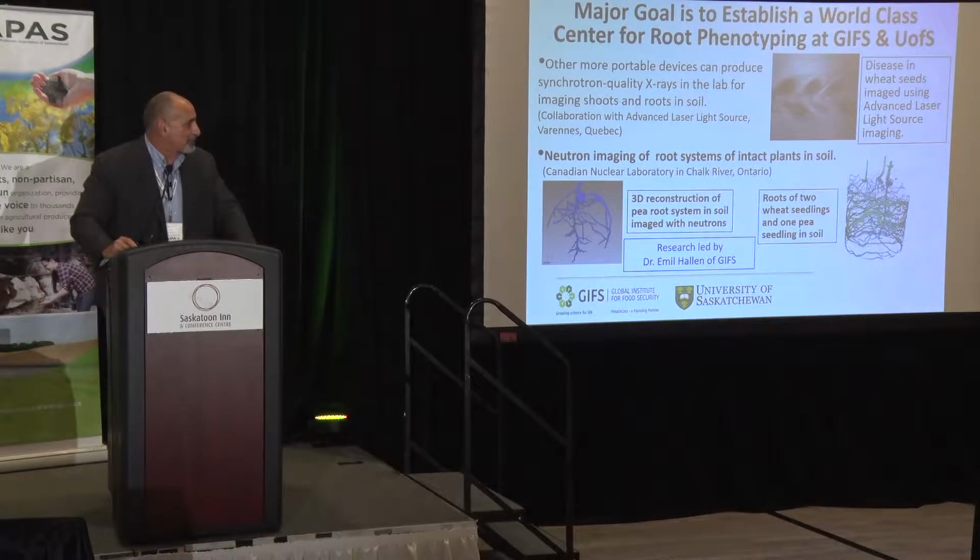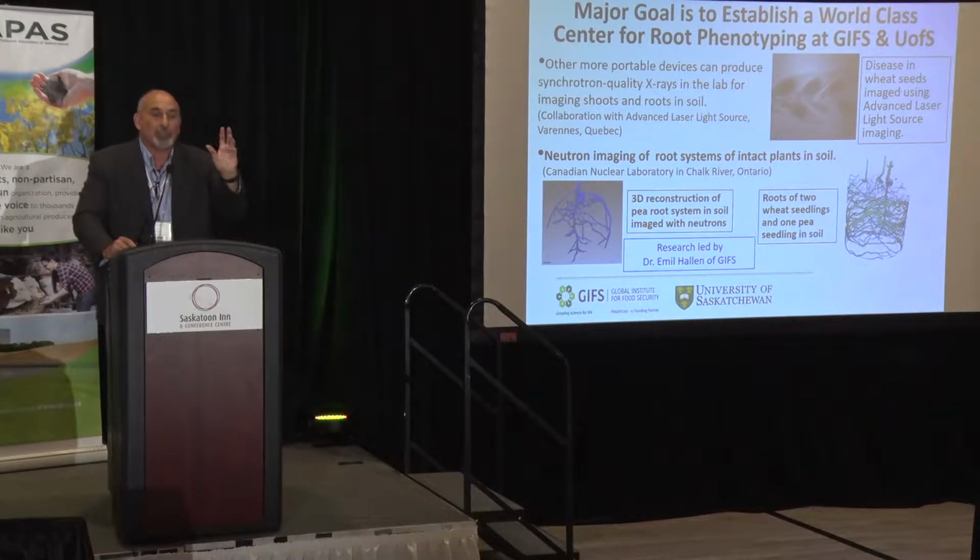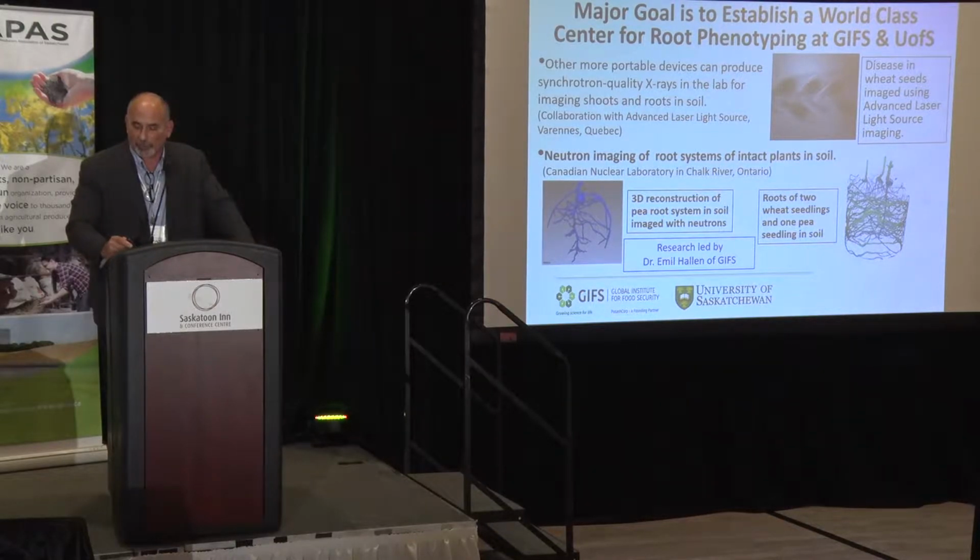Roots also attenuate neutrons, and using a nuclear reactor, we can image roots in soil. This is a pea root. Again, the soil is transparent. We can get the 3D architecture. And I guess this is a physicist's idea of cramming 3 plants. So those are two root-bound wheat plants and a pea plant. And he's able to distinguish the root systems of all 3.